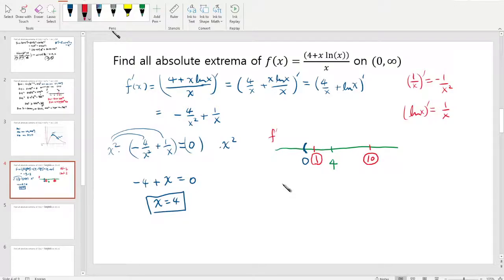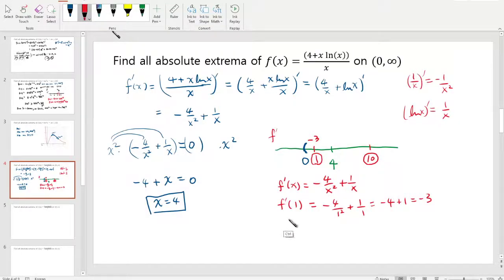Okay, so I'm going to pick 1 and 10, and you want to evaluate these numbers in your f prime, because if f prime is negative, then we know that the function will be decreasing. If f prime is positive, then we know that the function will be increasing. Okay, so we are going to evaluate f prime of x, which is negative 4 over x squared plus 1 over x. So f prime of 1 is equal to negative 4 over 1 squared plus 1 over 1, which is negative 4 plus 1, which is negative 3. So you get negative 3 here.